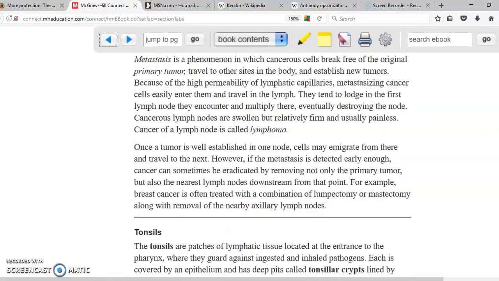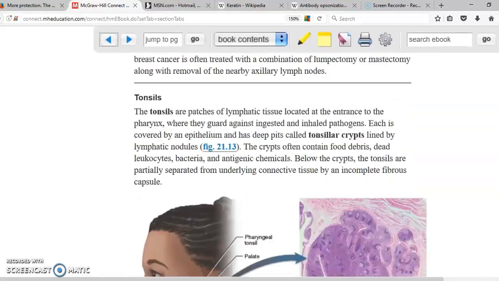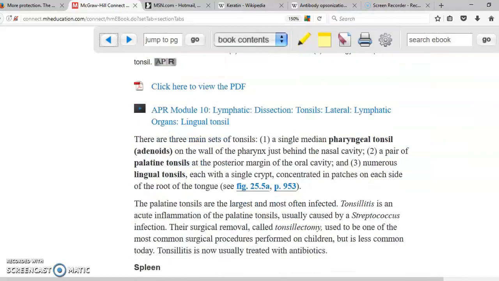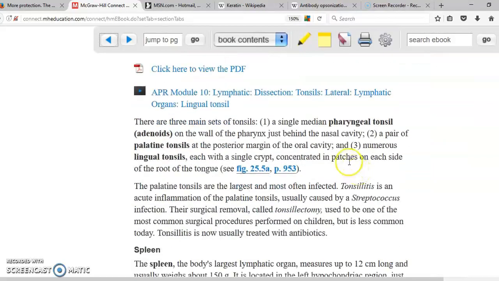So if we keep scrolling down, we have the tonsils. They are located in your mouth, and they are basically groups of patches, as it says in here, of lymphatic tissue located at the entry of the pharynx. I think everybody knows where the location of the tonsils is going to be. And there are three main sets of tonsils. You're going to have the pharyngeal tonsil, called a lot of times adenoids. Palatine tonsils, which are basically on the upper area of your mouth. And then the lingual tonsils, which are obviously located where your tongue is.